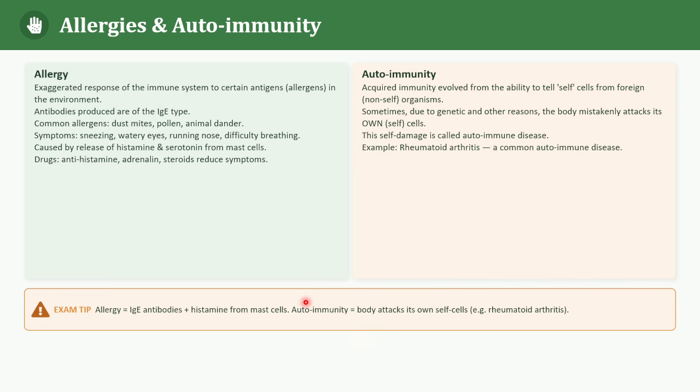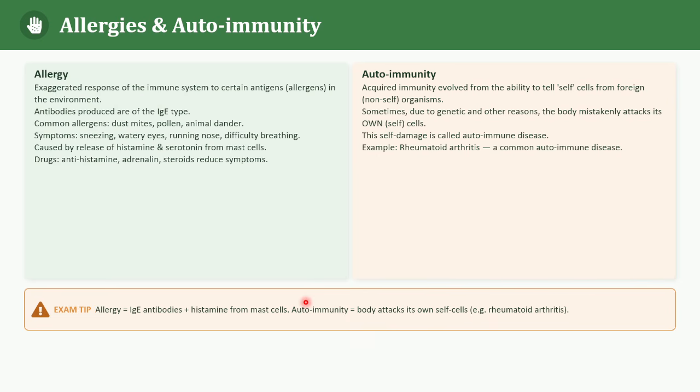Okay. And then next we are going to see autoimmunity. Normally our immune system should recognize the self and the non-self. Self means our own cells. Non-self means foreign organisms. But sometimes the immune system mistakenly attacks the body's own cells. So this is called autoimmunity.